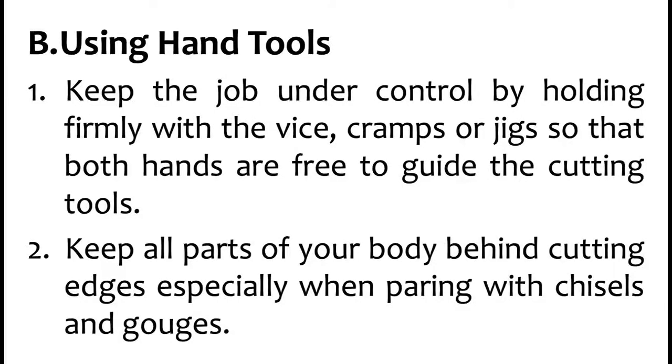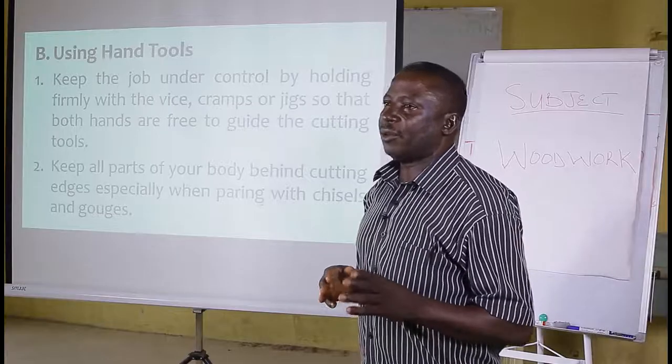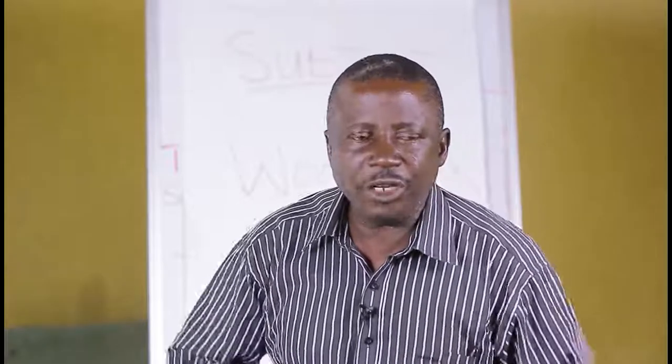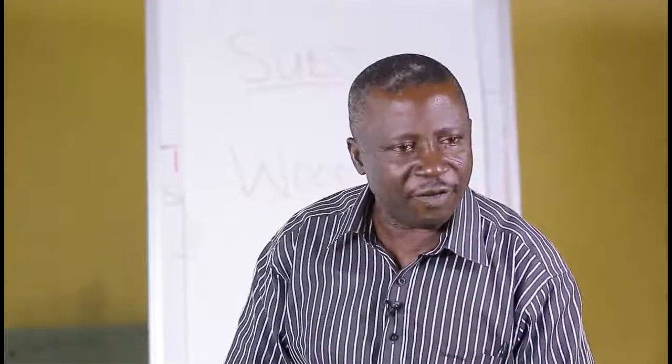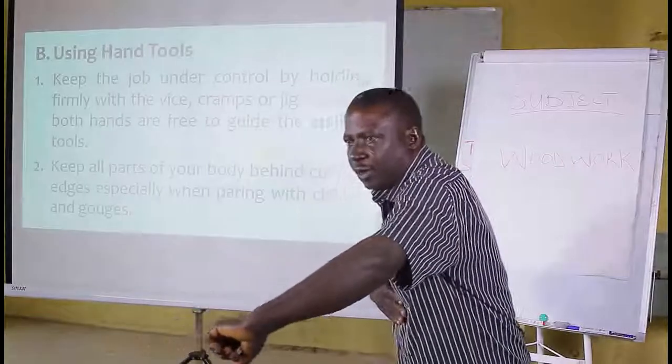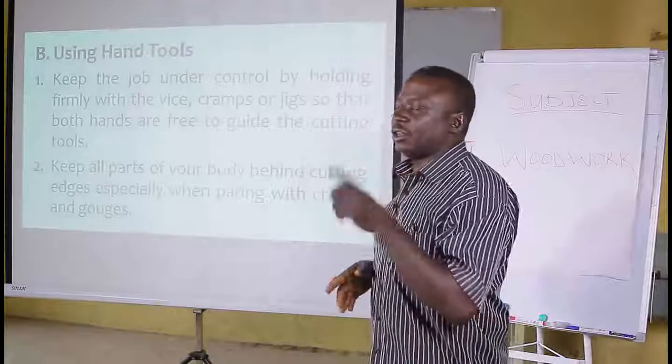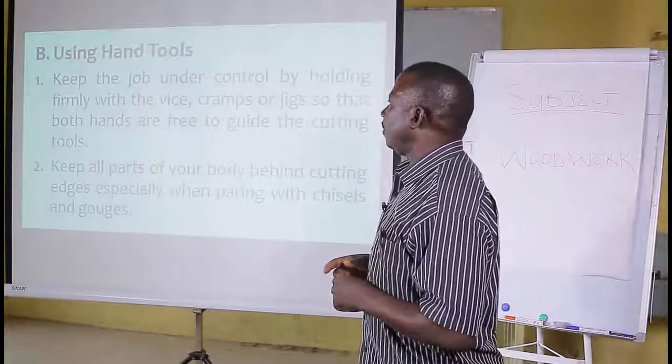Using hand tools, keep the job under control by holding it firmly with the vise, cramps, or jigs so that both hands are free to guide the cutting tools. Keep all parts of your body behind cutting edges, especially when paring with chisels and gouges. If you are cutting in this direction, your body will be in this direction. Always make sure that our bodies are behind the cutting edges to save ourselves from injury.